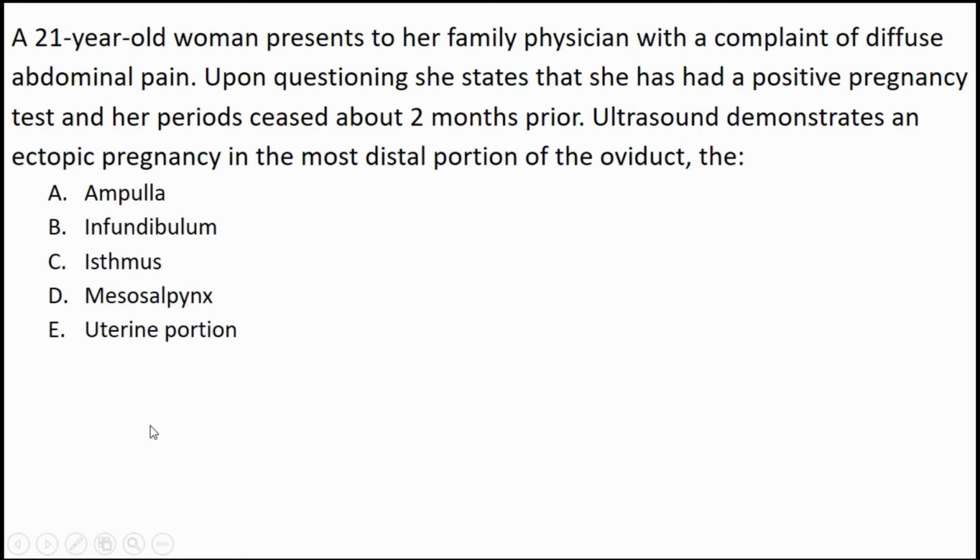Question 11. Pause. Let me know when you're ready. Alright, correct answer here is B, the infundibulum. So the infundibulum is the most distal part. The fimbria are the little finger projections coming off the infundibulum. I didn't list those in particular because that can be confusing, but the infundibulum is the actual part of the oviduct with the fimbria extending off of it.